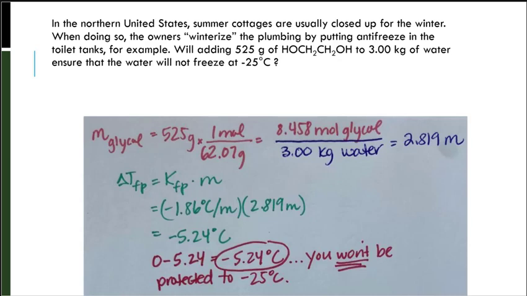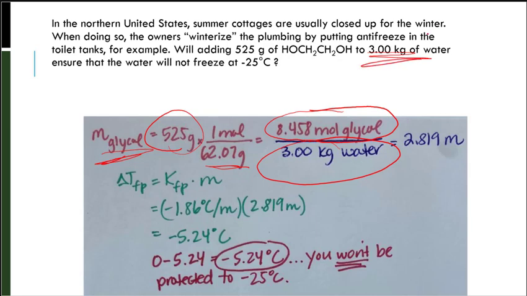Well, let's write down what we know. We can actually find the molality of this ethylene glycol because we're given grams of it. We can find that molar mass and go grams to moles. If I know moles of solute and kilograms of solvent, we're told that we had 3 kilograms of water, we can find the molality. If I know molality and I know the freezing point constant of water, I can find that freezing point depression. Multiply those two together and I got negative 5.24 degrees Celsius.